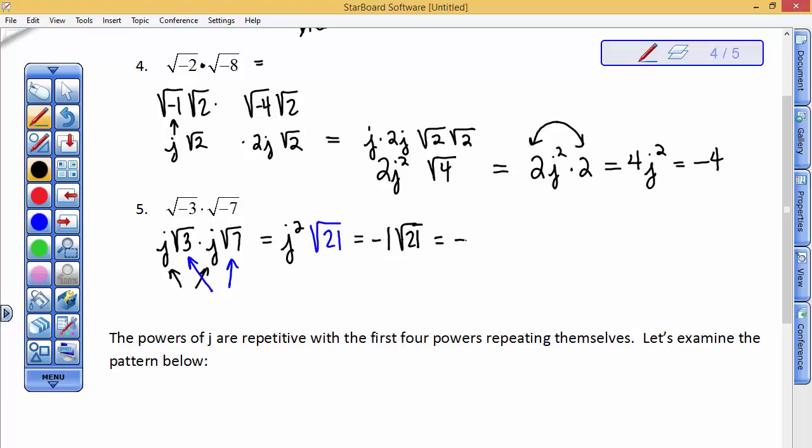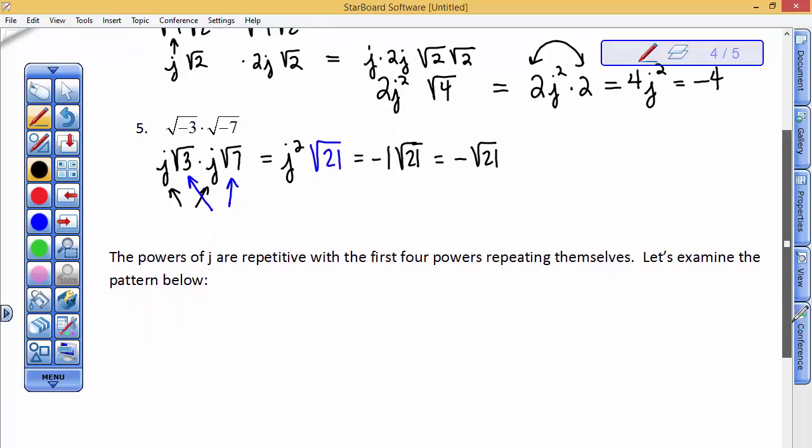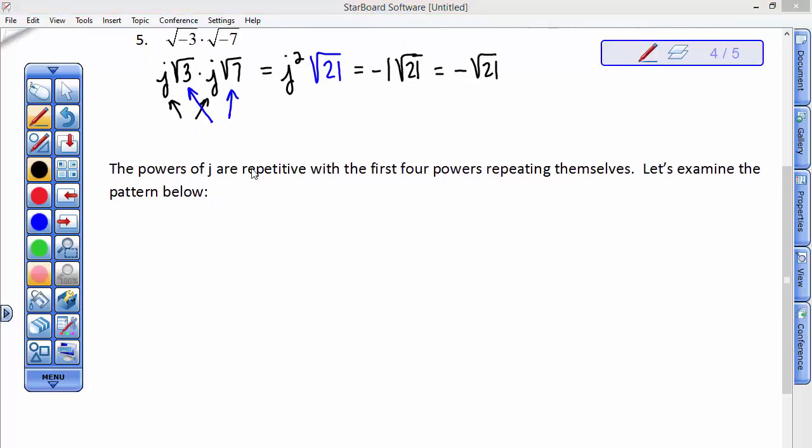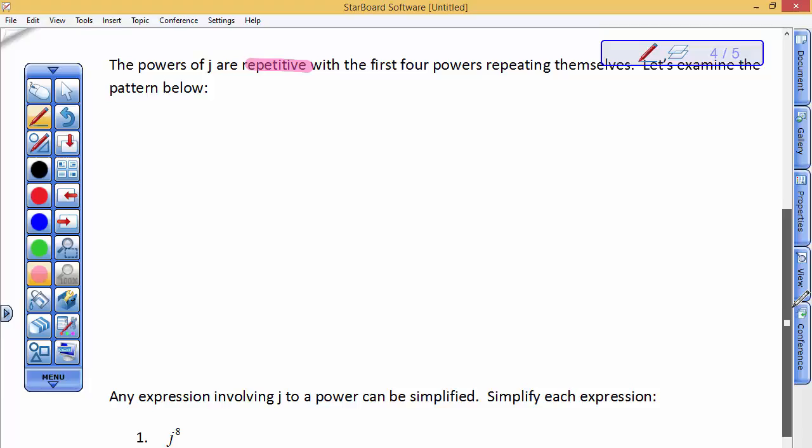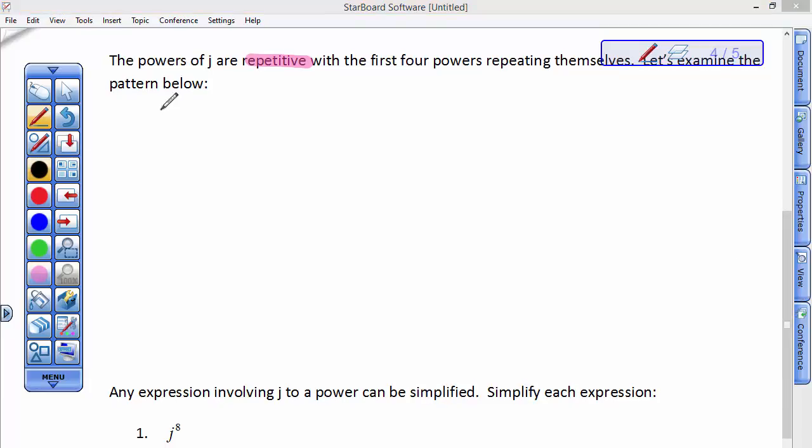Okay, let's talk about powers of j because they are repetitive after the first 4 powers. So let's go ahead and do that, and we'll finish this segment in a few minutes. So first of all, j is equal to the square root of a negative 1. So we then squared both sides and said j squared is a negative 1.